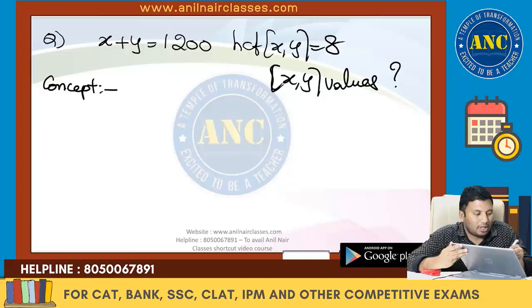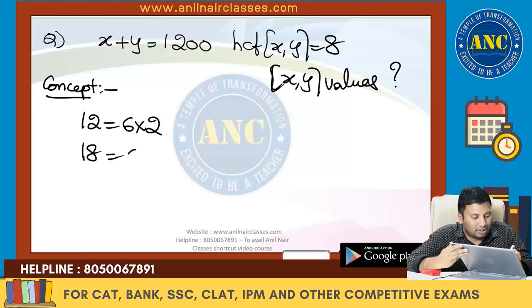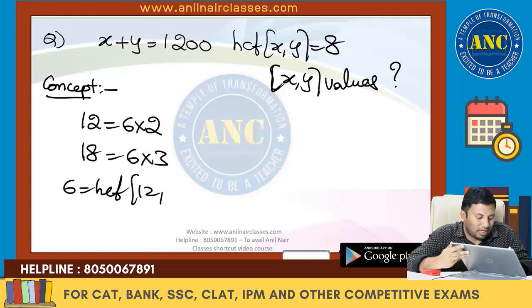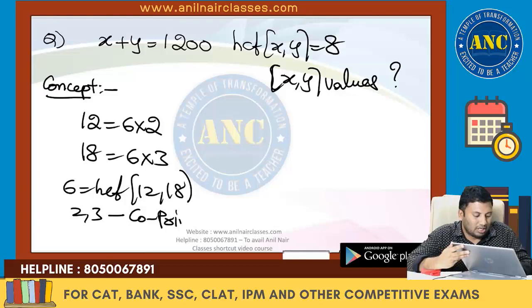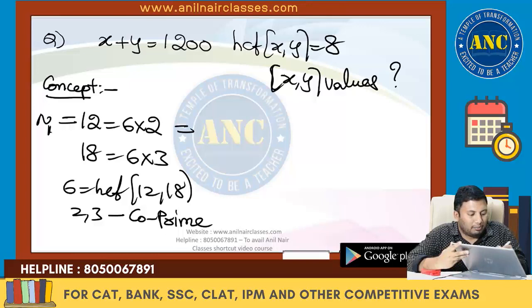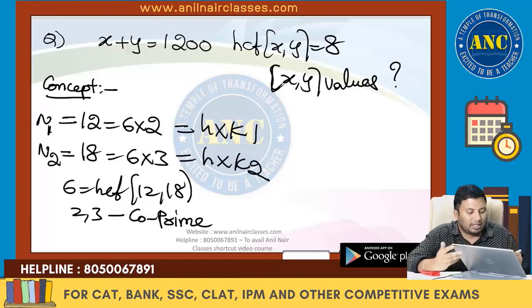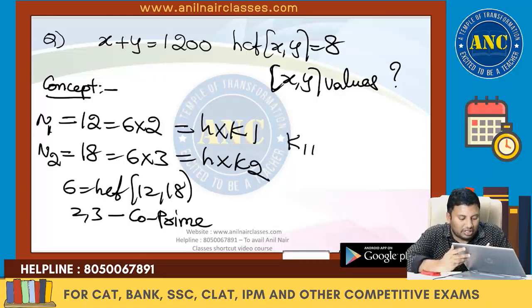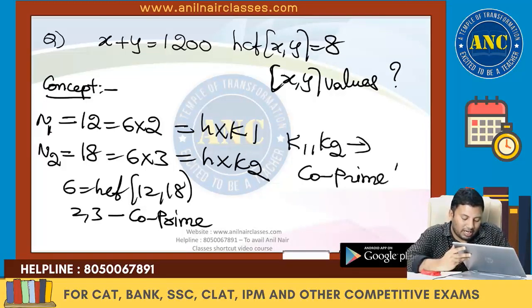Concept. If 12 is 6 into 2, 18 is 6 into 3. 6 is nothing but the HCF of 12 comma 18. And 2 comma 3, they are coprime to each other. Any natural number is nothing but h into k1 and h into k2, where k1 and k2 are coprime to each other. Please write down this point.